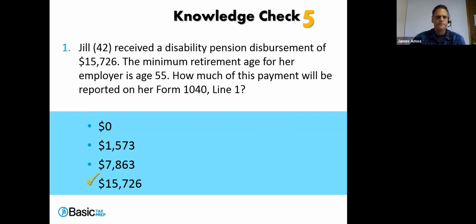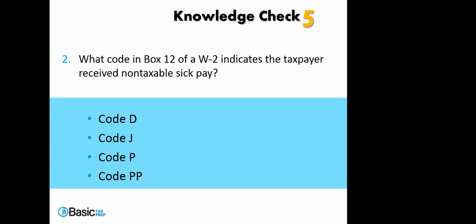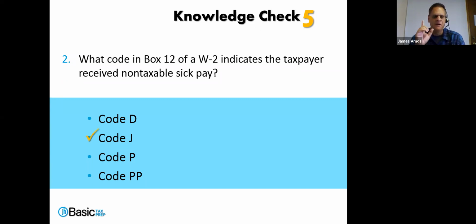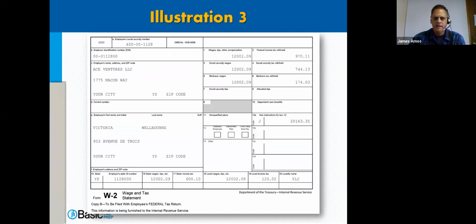Good job. Okay. So what code in box 12 of a W-2 indicates that the taxpayer received non-taxable sick pay? Code J. Code J. I'm not sure who said something else. I didn't hear it, but the answer is code J, because again, I'm going to back up here just so you can see it. J, that's sick pay right there. This up here is earned income. So somebody got sick, but also got some pay from sick pay. Okay.